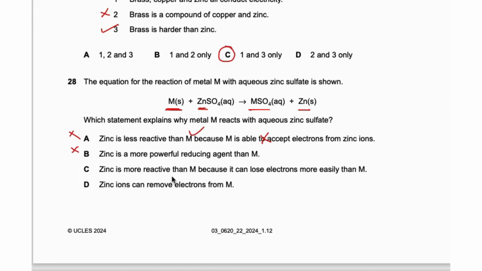Zinc is more reactive than M? Zinc is not more reactive than M because zinc is being displaced by M. This is also wrong. Zinc ion can remove electrons from M? Yes, zinc ion can gain electrons from M. So this is the right answer. 28, the right answer is D.